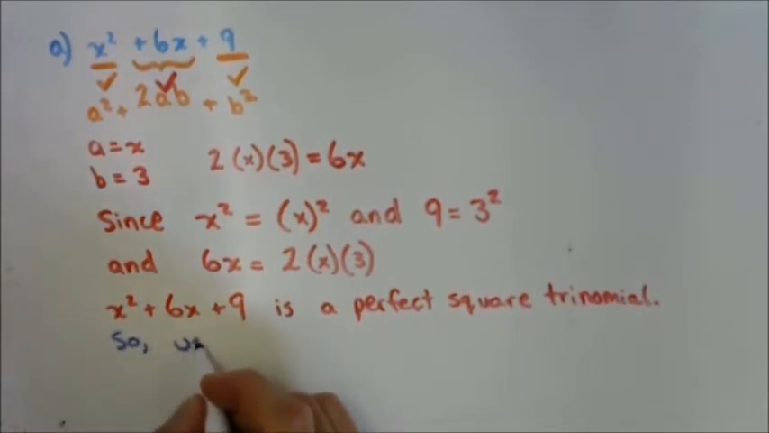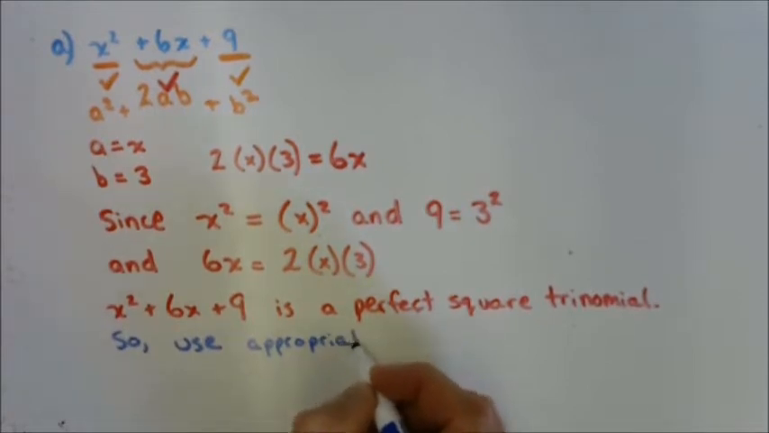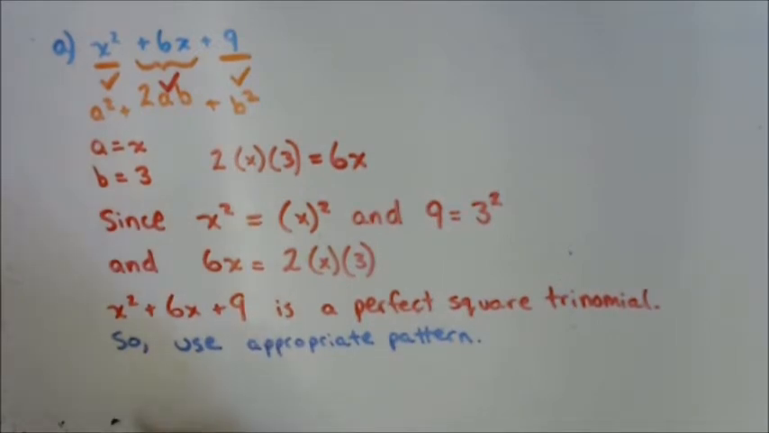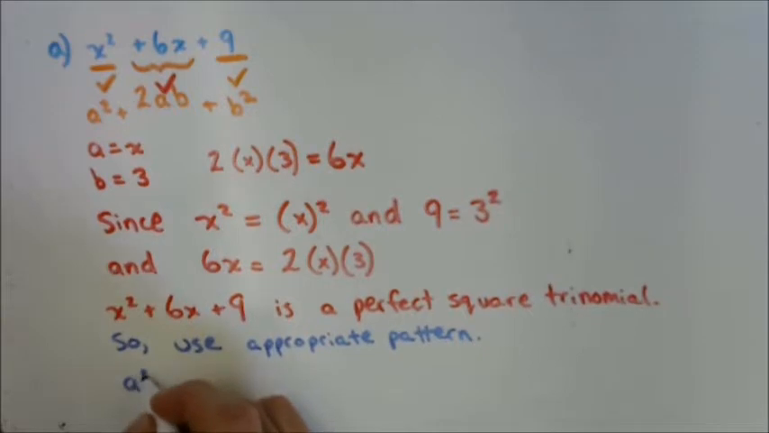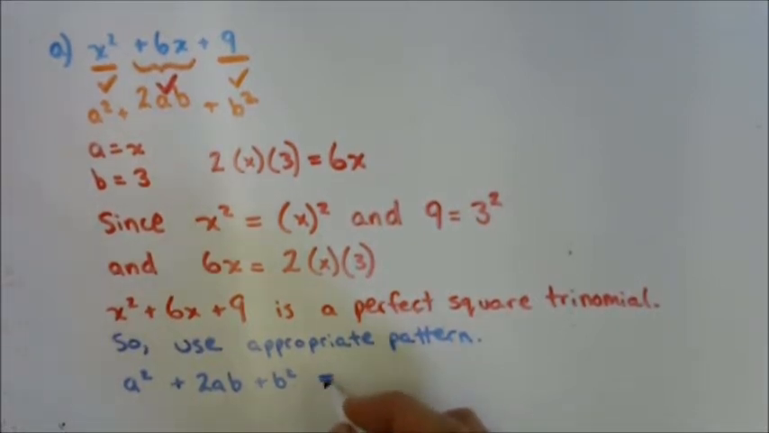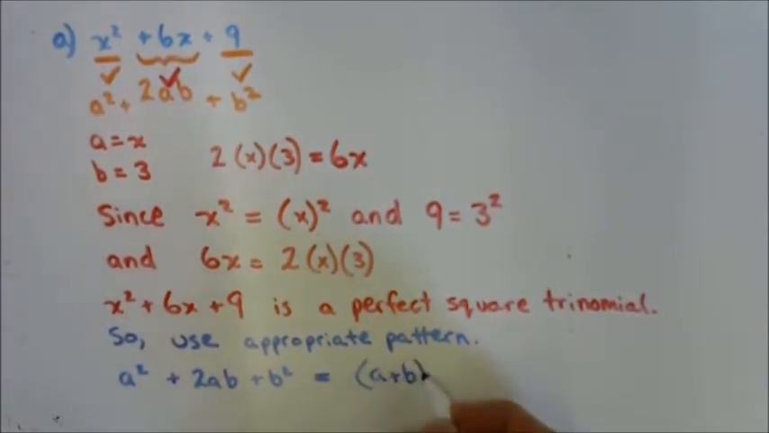So, use the appropriate pattern. Well, the appropriate pattern for a squared plus 2ab plus b squared is what? Who knows what pattern we're using here? What is that going to be equal to? a plus b squared.